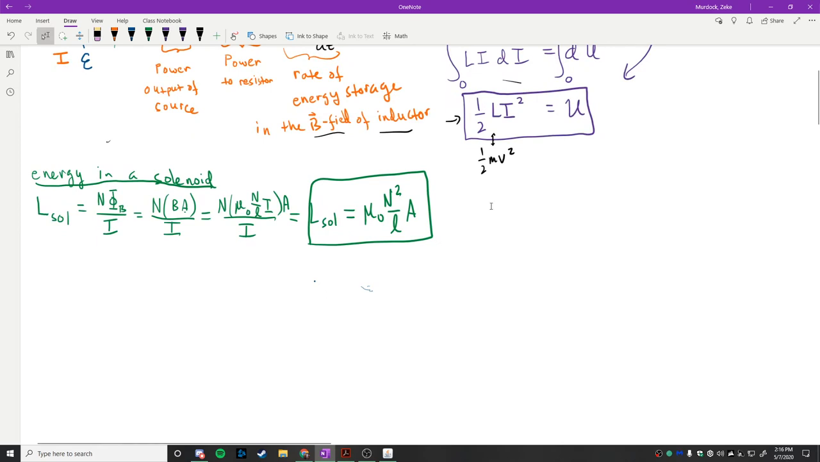So right here we know now that the energy stored in a solenoid is given by that, right? So let's use this and plug it up here for L. Then the energy stored in a solenoid would be 1/2 times L, which we just wrote right here: mu naught, number of turns squared divided by the length times the area. And then you have to multiply by current squared, right?